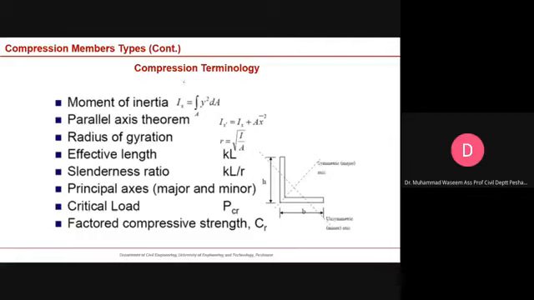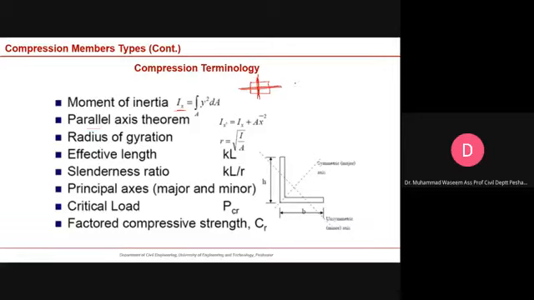Some of the terminologies which we will use in the compression member are listed on this slide. You can see the moment of inertia, and we have the parallel axis theorem. You remember from your engineering mechanics, if you want to calculate the moment of inertia at the centroid, one will be the major axis and the second will be the minor axis. If it is a square, both axes will have the same moment of inertia.